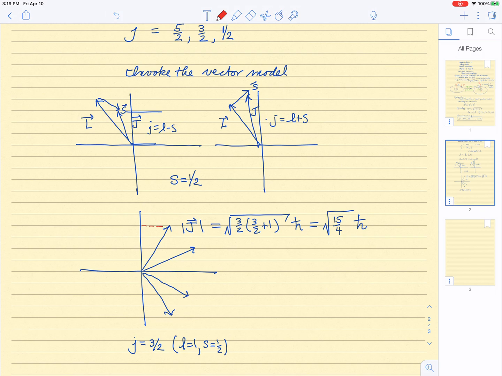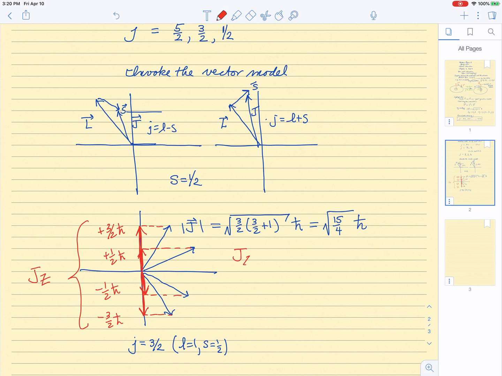If we look at the projections along the z-axis, the z components of the total angular momentum, then we're going to have negative 3/2 h bar. We'll have negative 1/2 h bar. We'll have plus 1/2 h bar. And we'll have plus 3/2 h bar. And these are the values of Jz, the z component of the angular momentum.